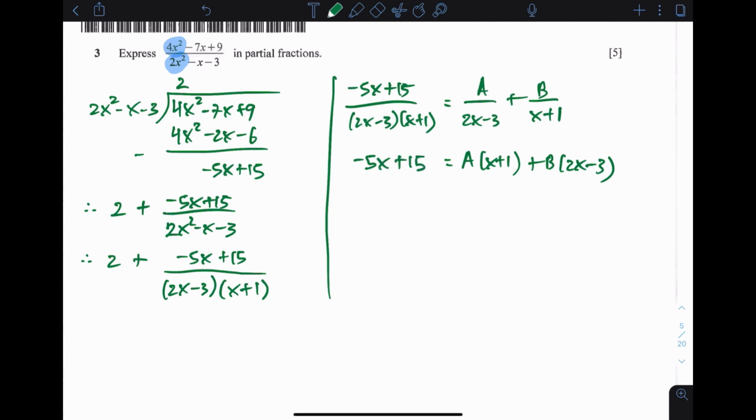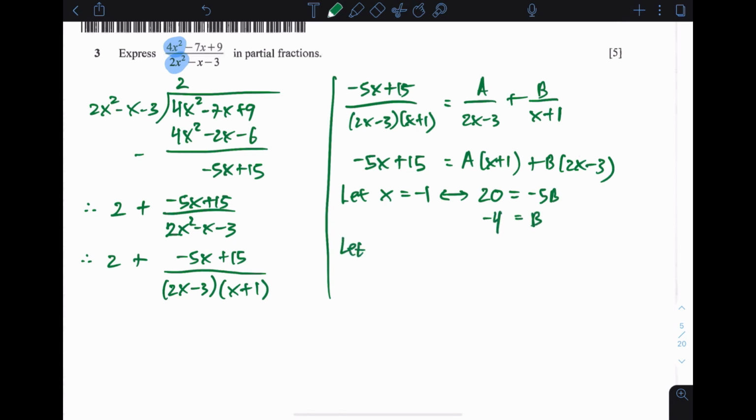Okay, by comparison or maybe by substitution, whichever you like to do, we can find out the value of A and B. Let's say I will do substitution. I put x equals negative 1. That will give me 20 on the left, and then on the right hand side I'll get negative 5B. So then B is actually negative 4.